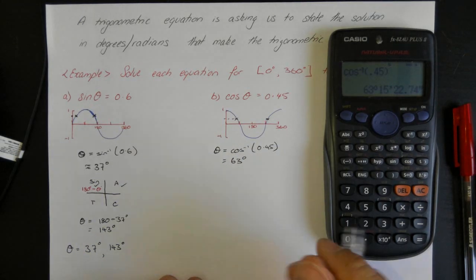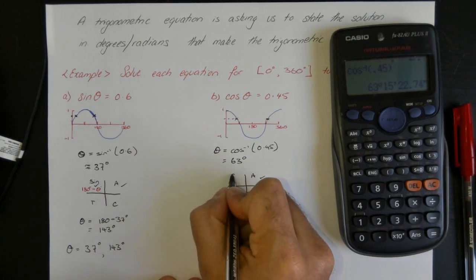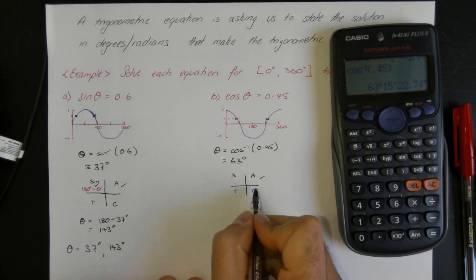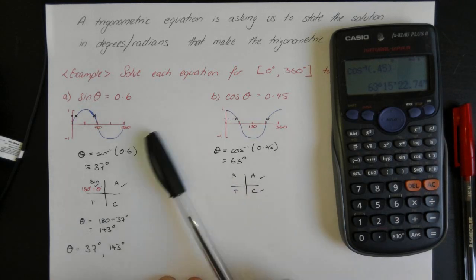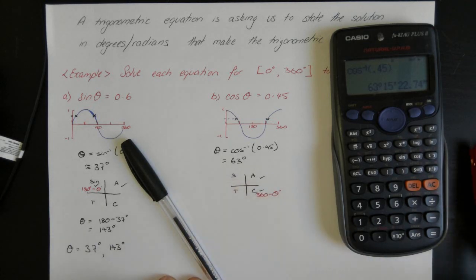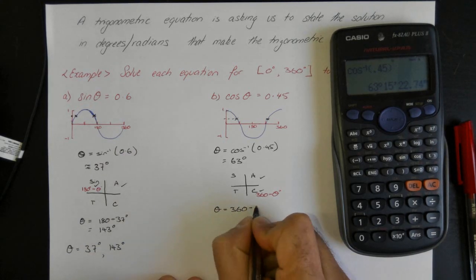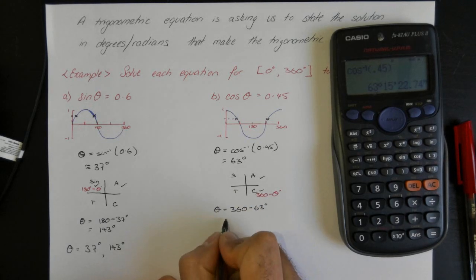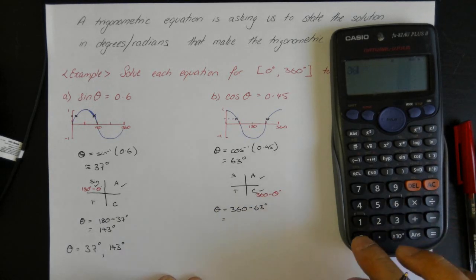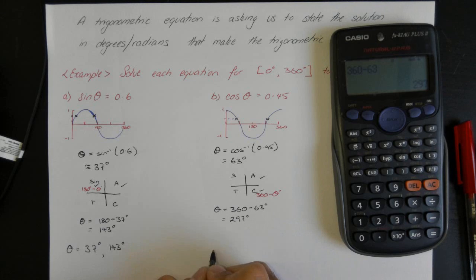Okay. Now, using that 63, All Stations to Central, cos is positive in the fourth quadrant. And the fourth quadrant is 360 minus theta. So the other theta would be 360 minus 63 degrees, which gives me 297 degrees. So theta is 63 degrees or 297 degrees.